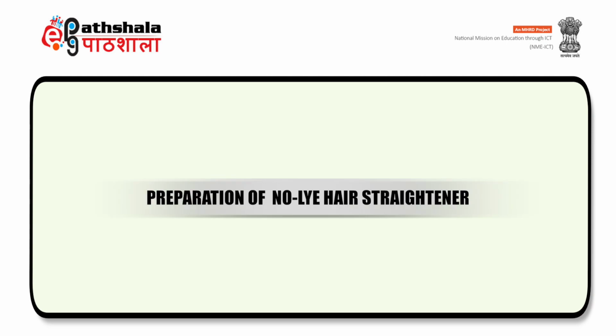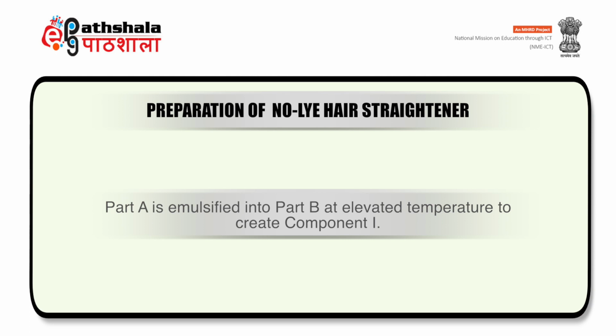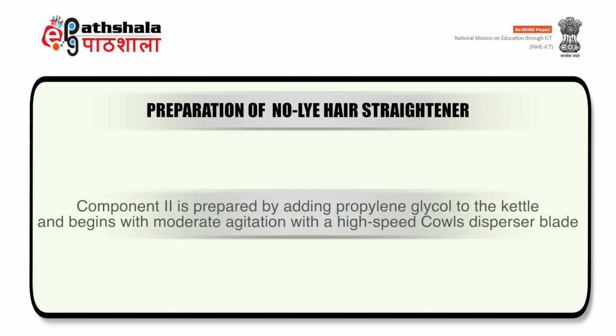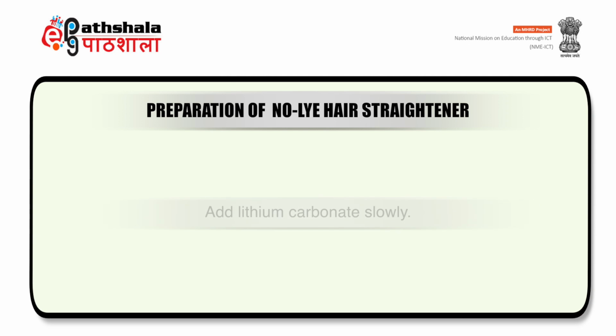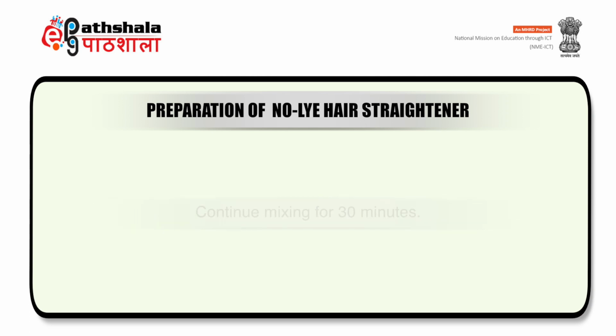Formulation is performed in different steps. First, part A is emulsified into part B at elevated temperature to create component 1. Component 2 is prepared by adding propylene glycol to the kettle and beginning with moderate agitation with a high speed coil disperser blade. Add lithium carbonate slowly. Continue disperser action and add silica and titanium dioxide. Continue mixing for 30 minutes.